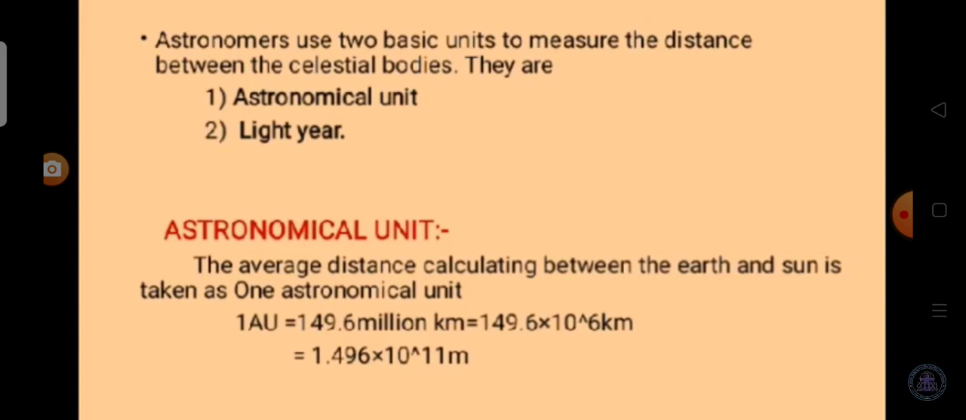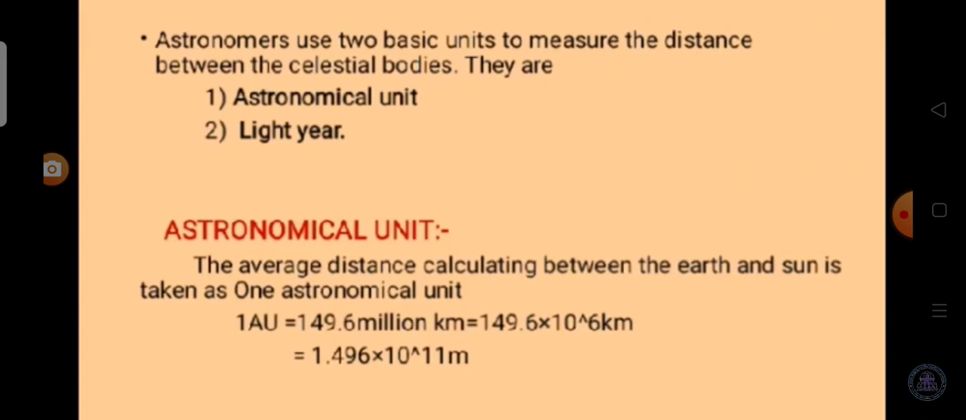The first one is the astronomical unit. The distance between the sun and the earth varies every day. When the earth is in perihelion position, that is the shortest distance between the earth and the sun, that is about 147.1 million kilometers. When the earth is in the farthest position, that means the distance between the earth and the sun is the largest, that is called the aphelion position, that is 152.1 million kilometers.